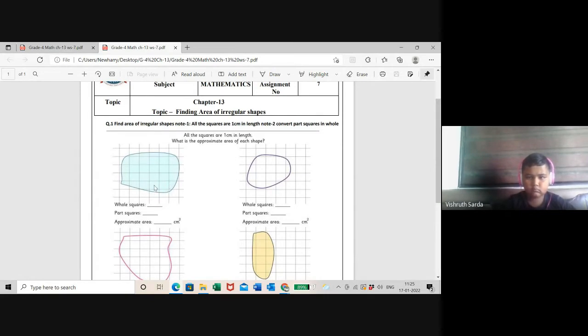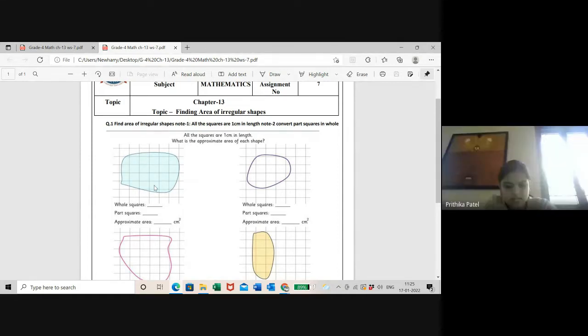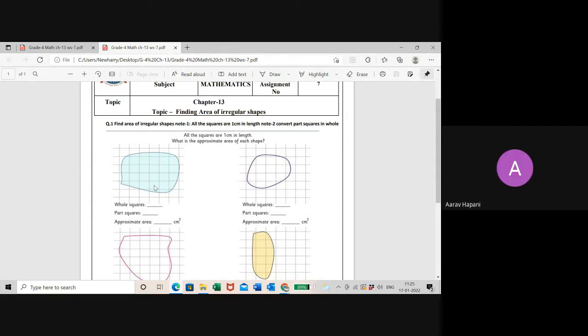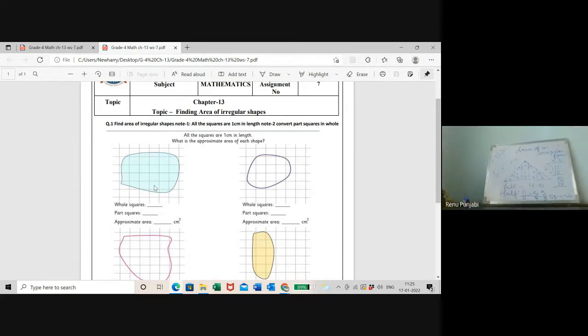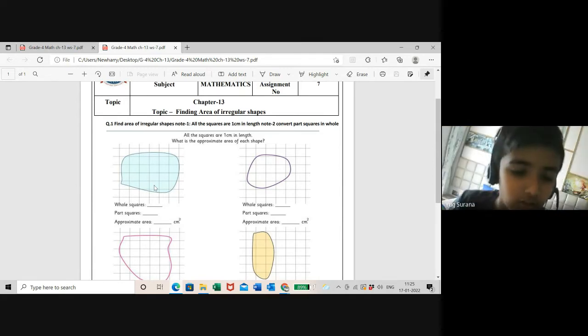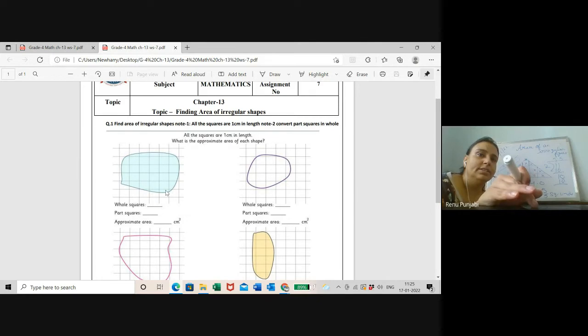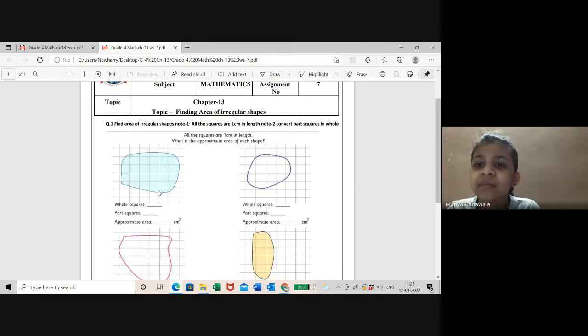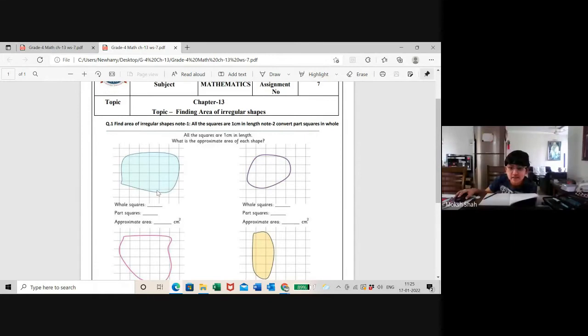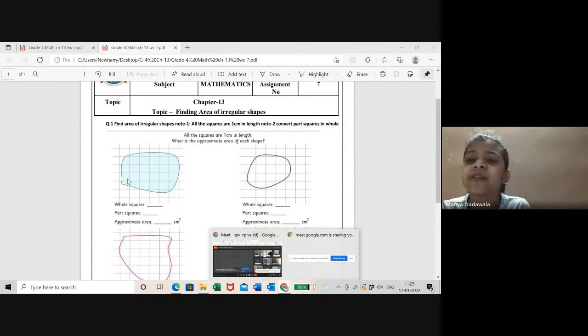How many full squares are in this? 14. 14 full squares are there. 14 or 15? How many full squares? Ma'am, 14 full squares. And how many half? 10. Oh, sorry, 10. Ma'am, 10. We can start from here. The answer should come 15. Yes, ma'am, 15. Ma'am, the full square answer should come 15.